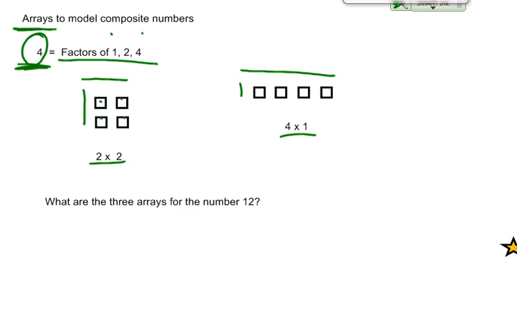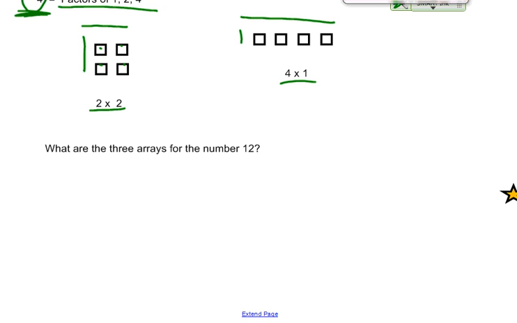So let's try this out with the number 12. It says, what are 3 arrays for the number 12? In the end, the first thing we got to do is we got to figure out our factors, right? 12 has a certain number of factors. We know it's going to have a factor of 1 and a factor of 12. But are there any other factors that go into this? The next thing I'm going to say is, okay, I see the number 12 and all even numbers are divisible by 2. Right? So 2 is there, and 2 times what equals 12? That would be 6. And so that's going to work.